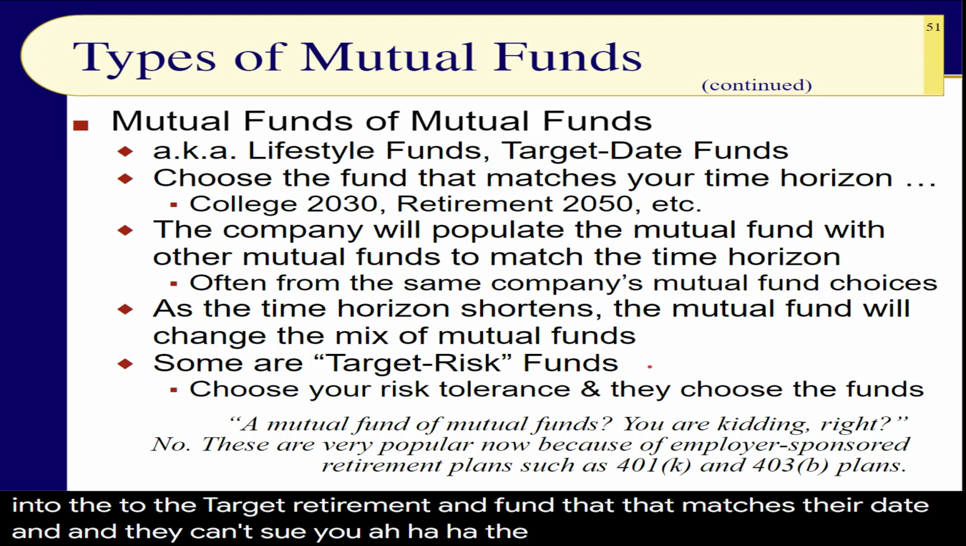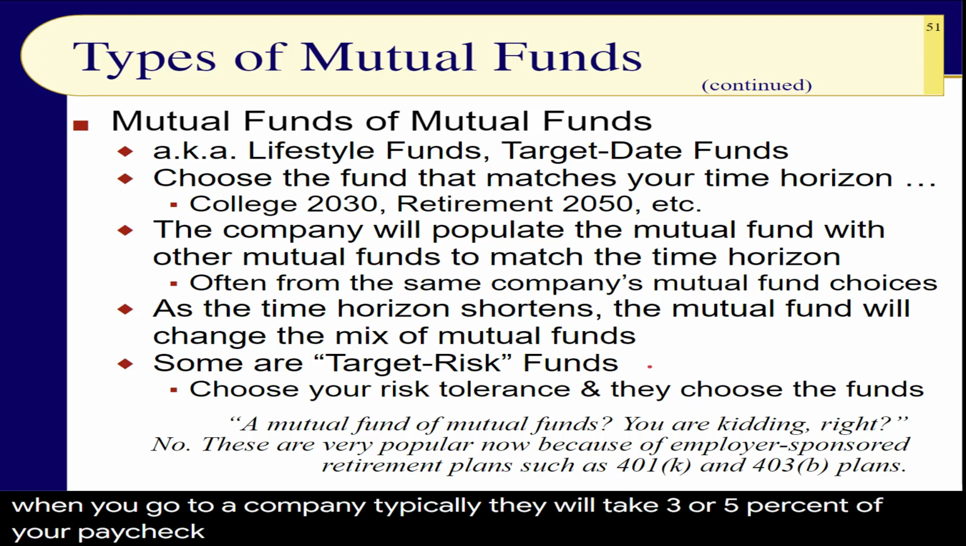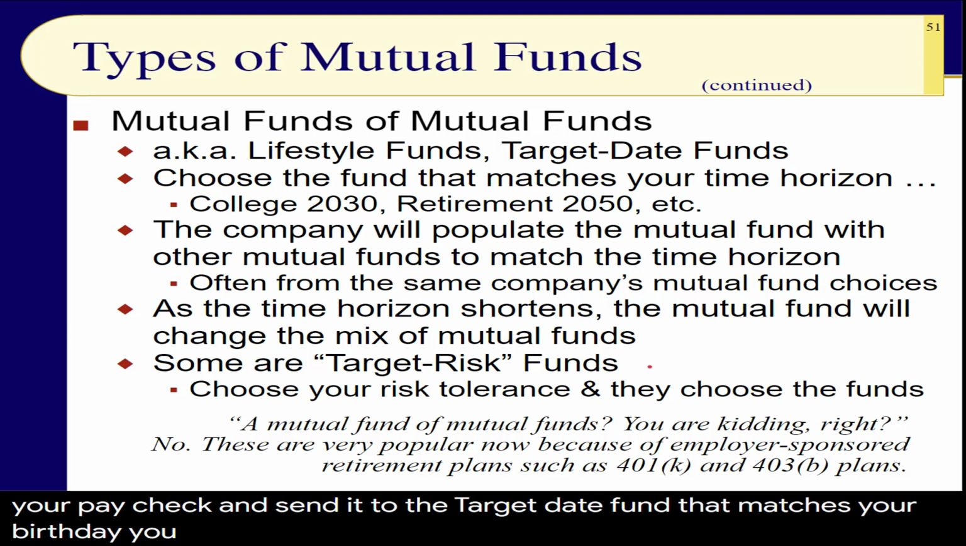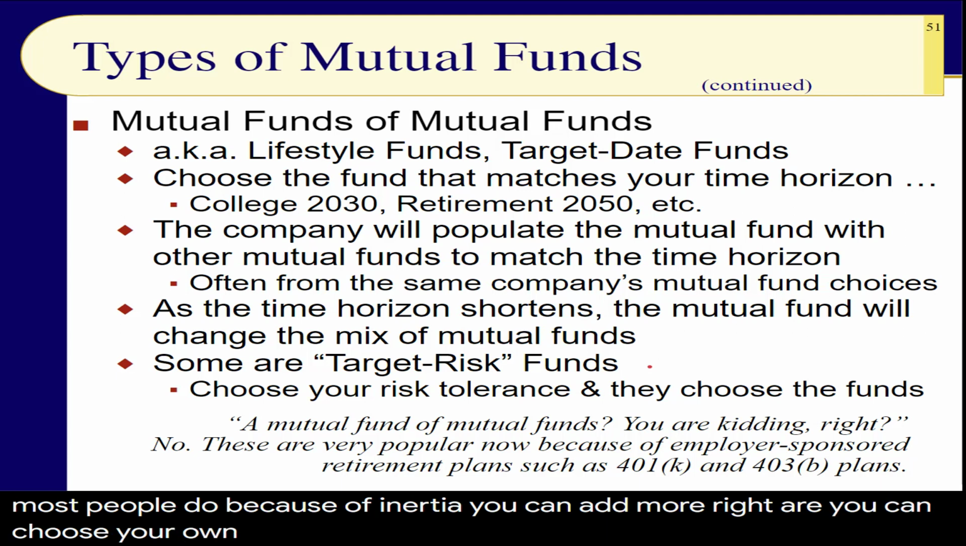So the company said, great. So now when you go to a company, typically they will take 3 or 5% of your paycheck and send it to the target date fund that matches your birthday. You can opt out. You can say, I don't want to do this, but most people do because of inertia. You can add more, right? Or you can choose your own investments, but this is autopilot.